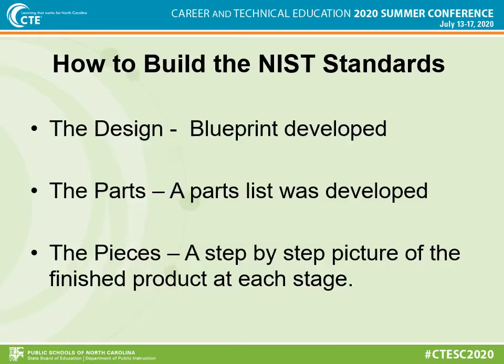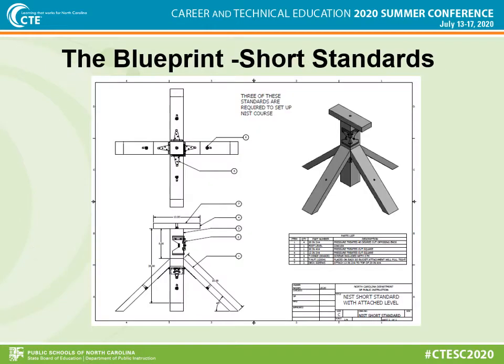How do you build the NIST standards? The process is very straightforward. We will look at the design, the blueprints, the parts, a parts list, and the pieces, with a step-by-step picture of the finished product at each stage. The first picture we want to look at is the short standard. As you can see, it is basically a 4x4 with several 2x4s cut at angles, with one 2x4 on the top. It is important to note that anchor screws were used to allow a bolt to screw into the 2x4, without requiring it to be drilled and re-drilled every time the standard was assembled.